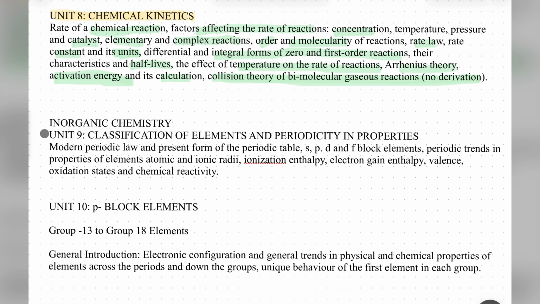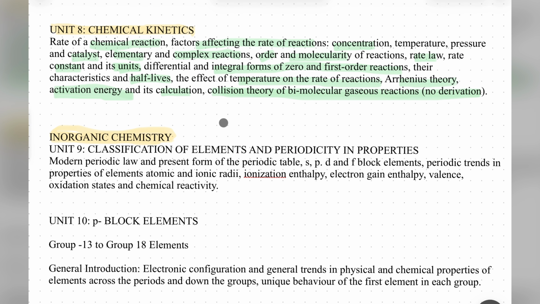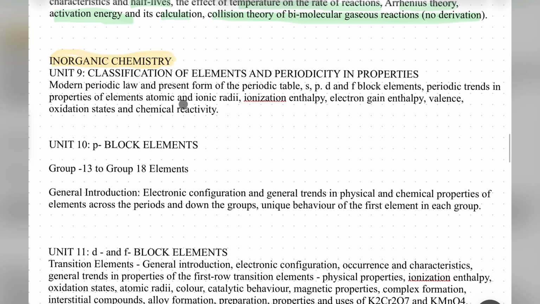Okay, right. Next, come to inorganic chemistry. So physical chemistry is completed. Now we'll go for inorganic chemistry. Clear? This is your physical chemistry completed. Up to 8 units are physical chemistry.